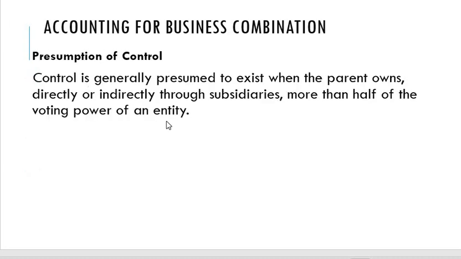Control is generally presumed to exist when the parent owns, directly or indirectly through subsidiaries, more than half, meaning more than 50%, of the voting power of an entity. So, if an acquirer purchases more than half of the voting power of an entity, then it is presumed that the acquirer obtained control of the acquiree. So the default presumption is more than 50% of the voting power of an entity.